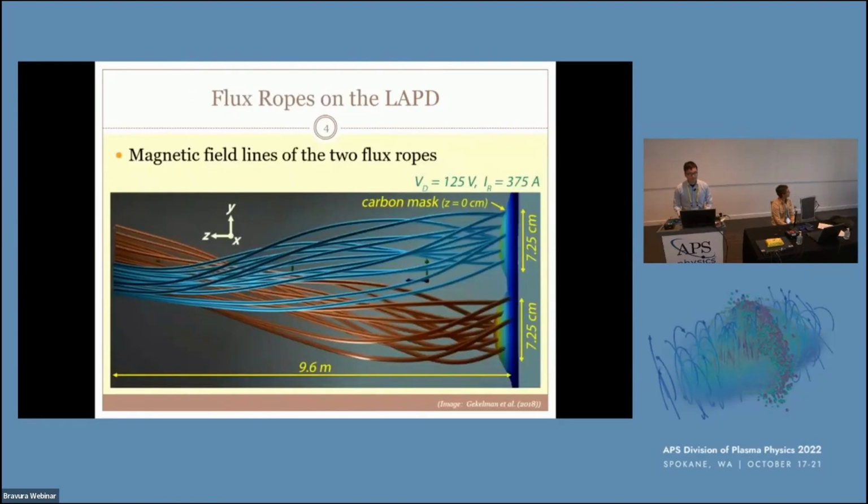Okay, so this is experimental data on how the flux ropes look. This is a very truncated diagram. The horizontal axis is 9.6 meters, but the vertical axis is just 7.25 centimeters, which is the size of the flux ropes. These lines right here are magnetic field lines. They are color-coded, and as you can see, the field lines emanate from the source of the ropes and then flow into the center of the machine. As they do so, they mix, and in the center region, you can see that the field lines are mixed up. So reconnection occurs somewhere in the middle right here.